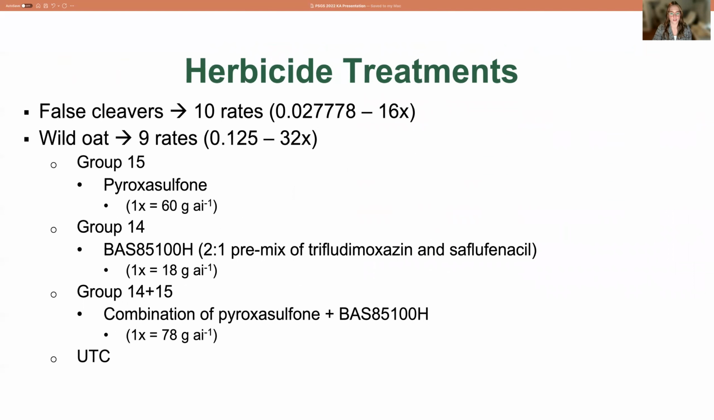False cleavers had 10 rates in the experiment, ranging from 1/32 to 16 times the herbicide rate. Wild oat had 9 rates, ranging from 1/8 to 32 times the herbicide rate. A bit more about each group individually. Group 15 is Pyroxasulfone, where the 1x rate has 60 grams active. Group 14 is BAS 851, which is a 2-to-1 premix of Trifludimoxazin and Saflufenacil, where the 1x rate has 18 grams active. And then the combination of group 14 and 15 is the combination of the 2 actives, where the 1x rate has 78 grams active, and also untreated checks were included.